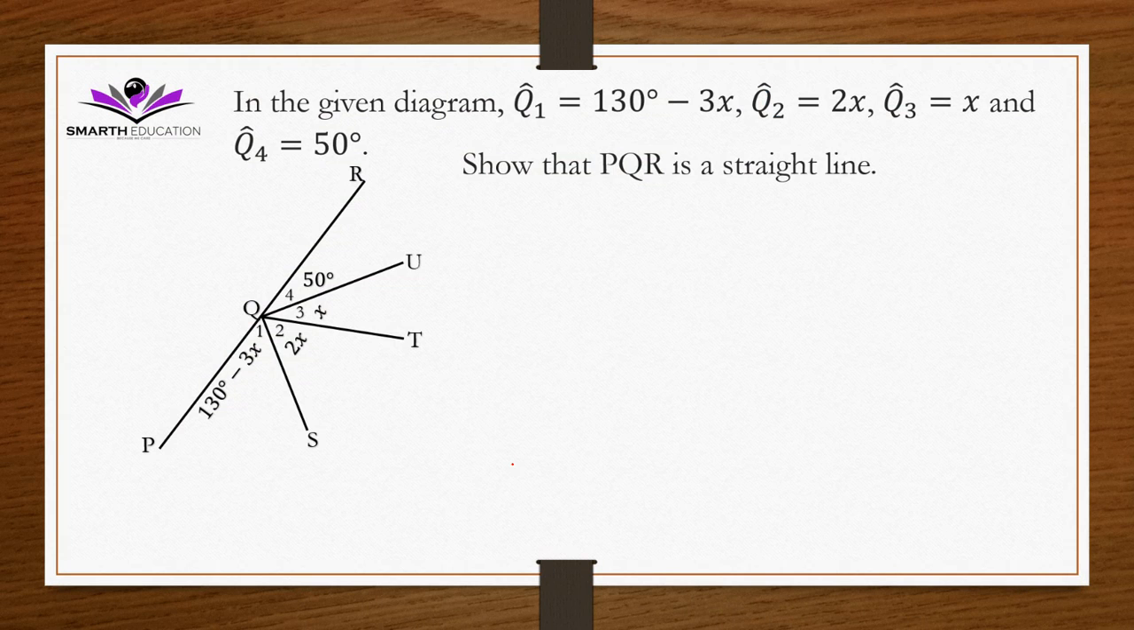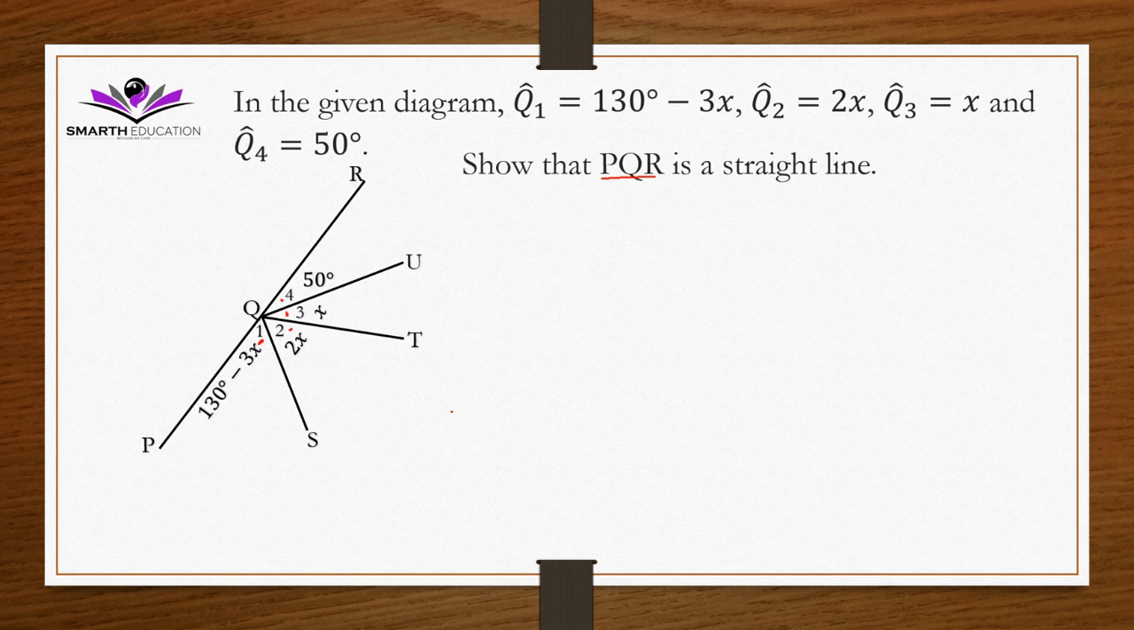Okay, let's start. In the given diagram, angle Q1 is 130 degrees minus 3x. This is the angle. Angle Q2 is 2x. This is the angle here. Angle Q3 is x, and angle Q4 is 50 degrees. Show that PQR is a straight line. So how do we do this?